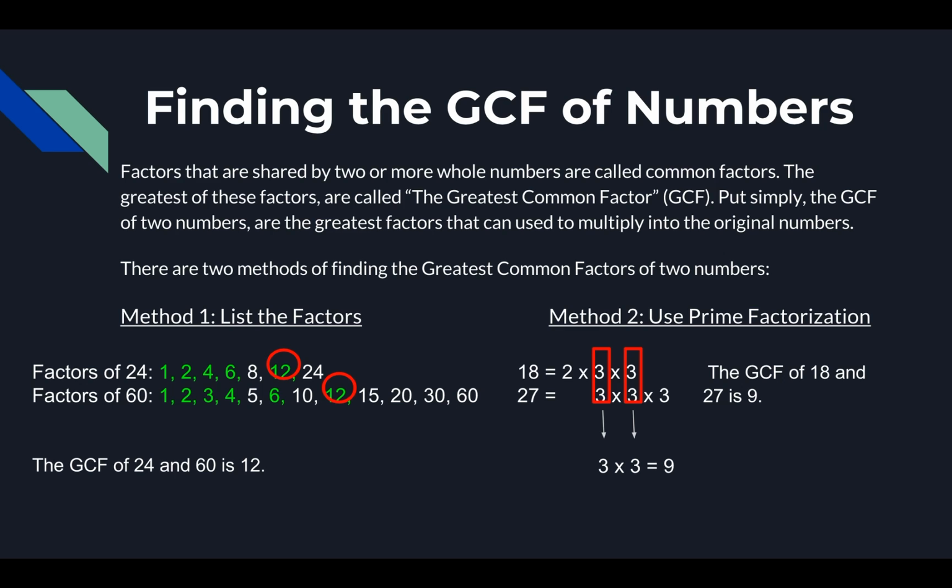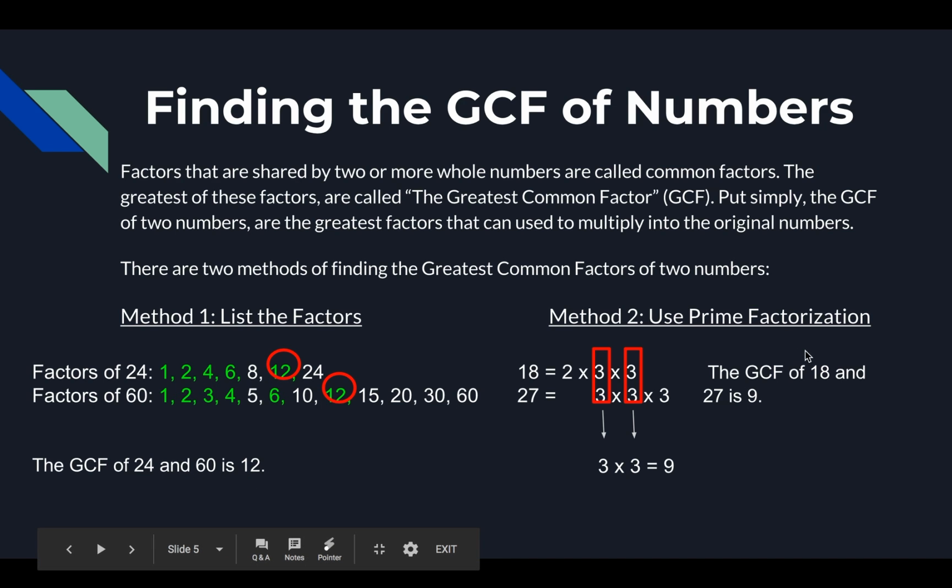There are 2 methods of finding the greatest common factor. Hopefully this first method is simple enough. It's probably the easiest to understand. You list all the factors of the 2 numbers, and you circle the greatest common factor. So in this case, the greatest common factor is 12, as shown here.